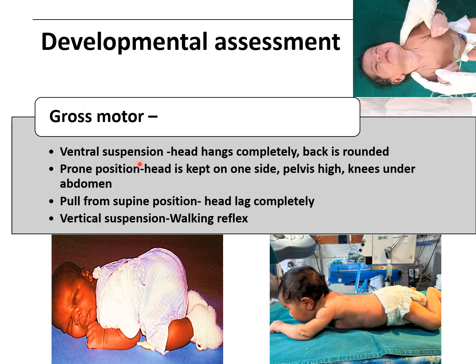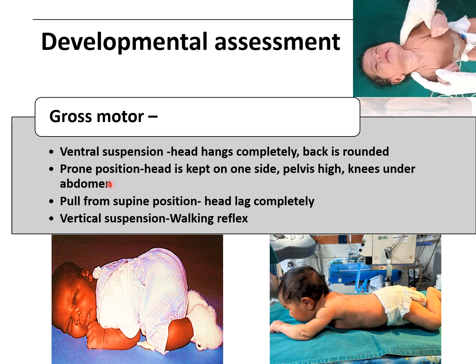In ventral suspension we have to hold the baby in prone position with the help of our hand over the abdomen of the baby, and baby should be lifted in air, and we have to see the position of head, back and limbs. So head will be completely hanging, back is rounded, and knee and hip joint will be extended. As the baby will mature after 2 weeks of life, baby will slightly lift the head for a moment, and slight flexion of knee and hip joint also occurs.